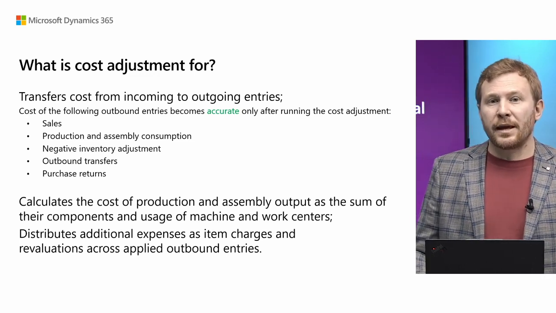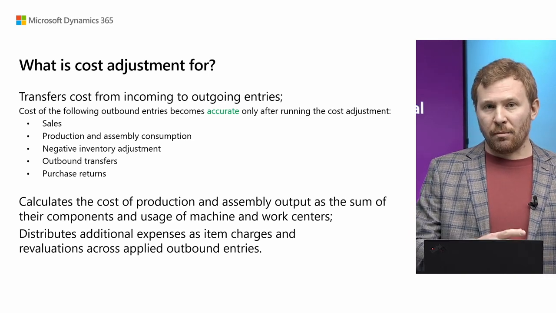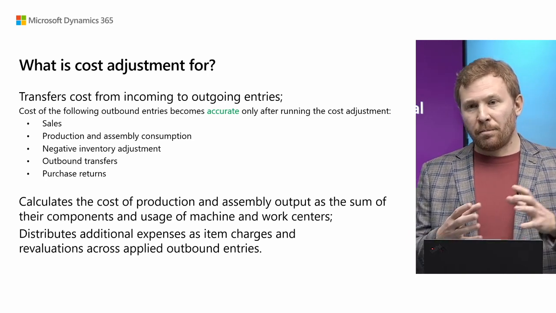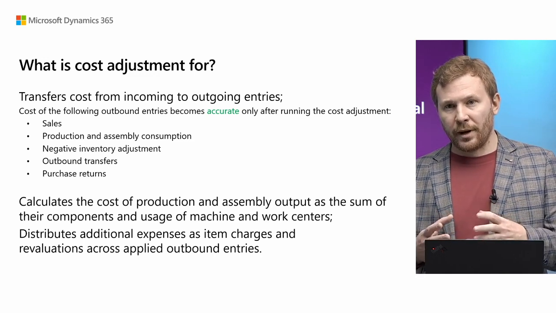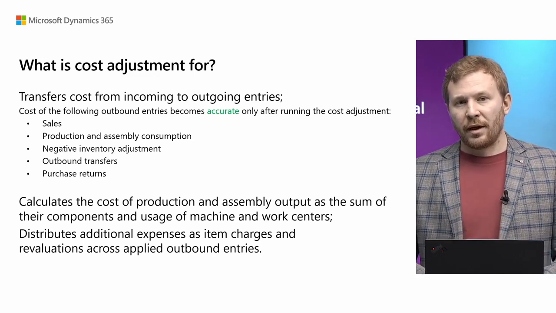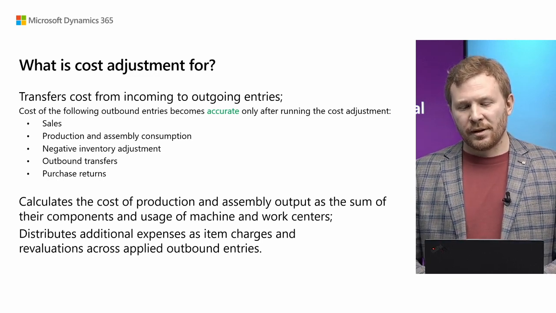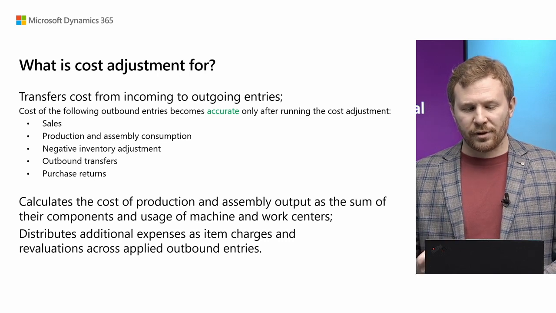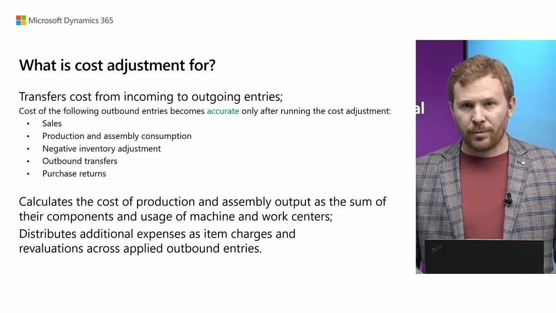Two, it calculates the cost of production and assembly output as a sum of their components, plus, for production, capacity used for work and machine centers. And three, it distributes additional expenses, such as item charges and revaluation, down across outbound entries.